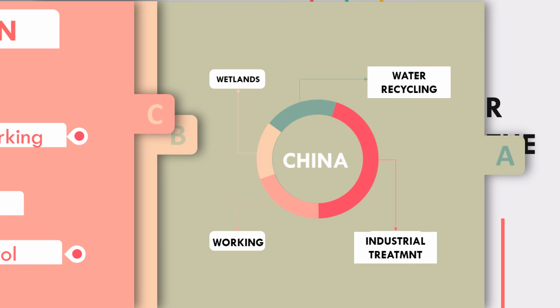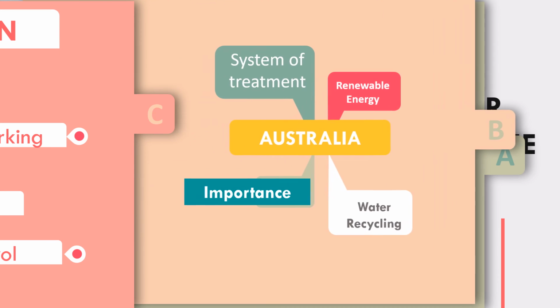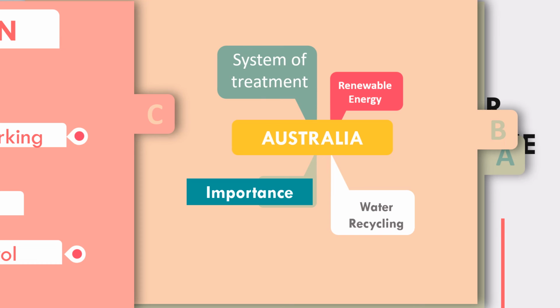Let's move on to our next plant, which is the wastewater treatment plant in Australia. We have discussed in this topic system of treatment, renewable energy importance, and water recycling. A wastewater treatment plant is a facility in which a combination of various processes, physical, chemical, and biological, are used to treat industrial wastewater and remove pollutants. Australia operates over 100 wastewater treatment plants across the state.